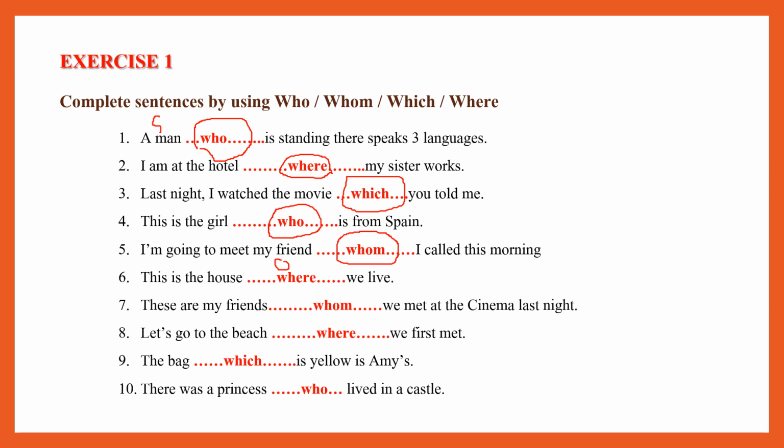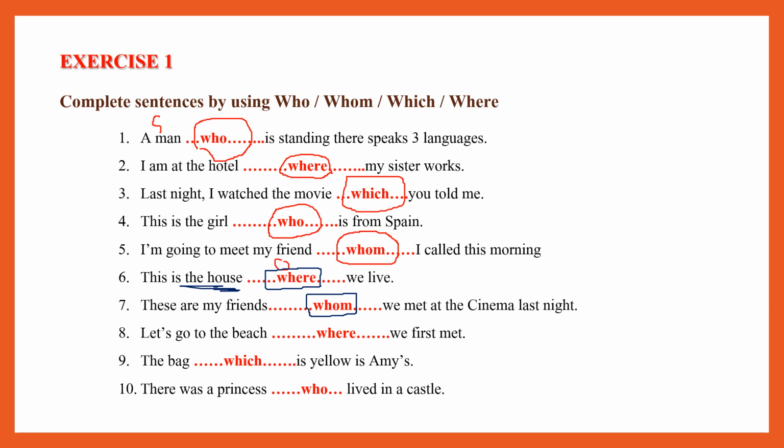Number 6. This is the house where we live. We choose where because the house is a place. These are my friends. We met at the cinema last night. So we, the subject, met my friends. My friends are the object. So we pick whom.